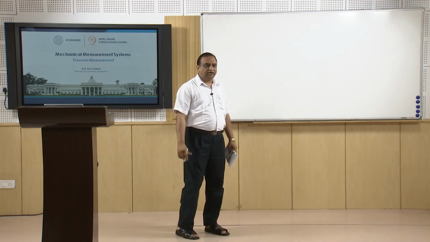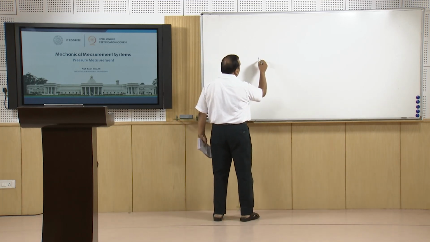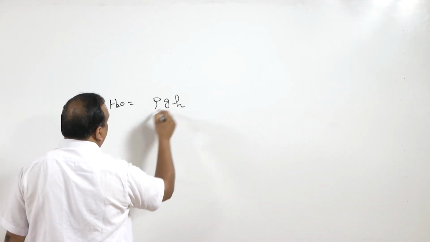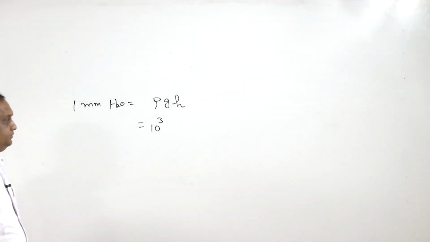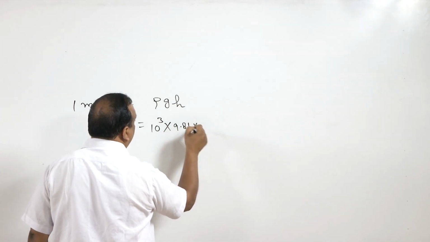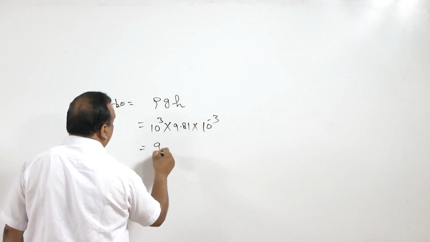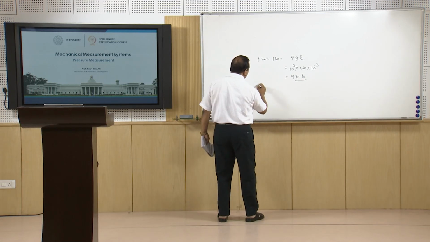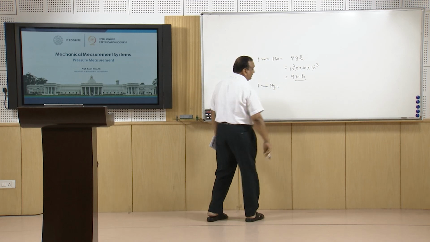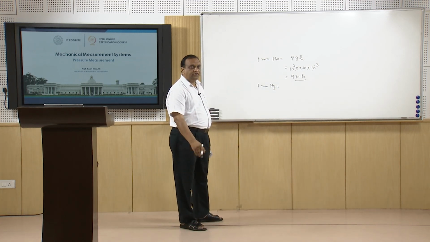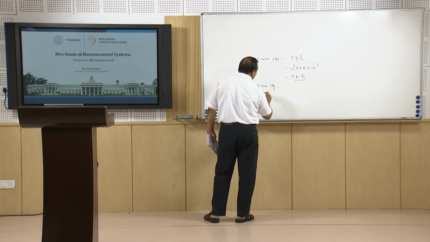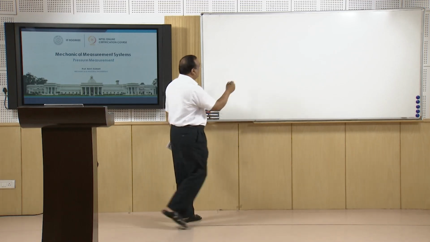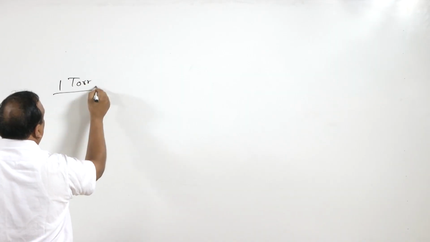Now pressure is also expressed in terms of millimeter column of water. So 1 millimeter of water is equal to rho g h. Let us take density 10 to power 3, g is 9.81 and height is 1 mm, so 10 to power minus 3, it is 9.81 Pascal. 1 mm of mercury also expresses the pressure, and 1 mm of mercury is 1 torr. Vacuum, or very low absolute pressure, is measured in terms of torr.